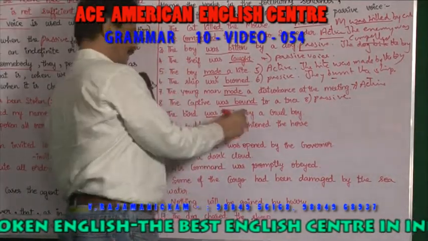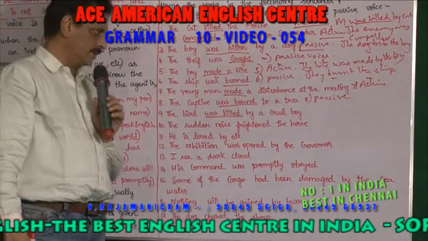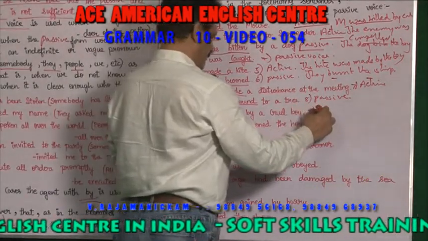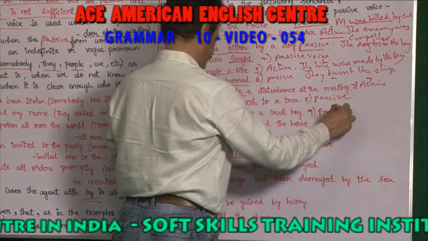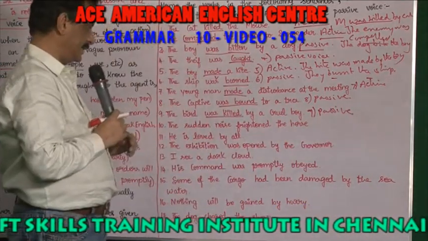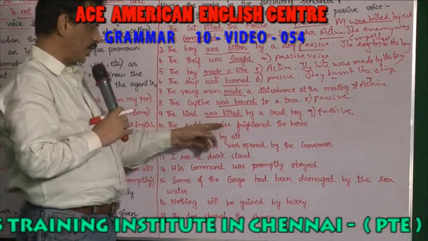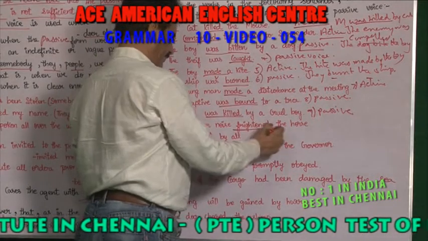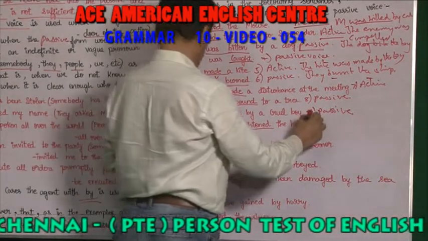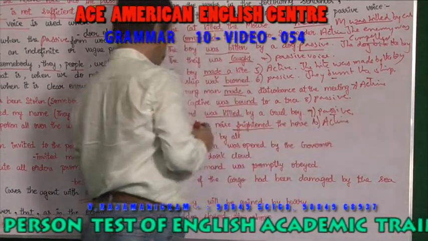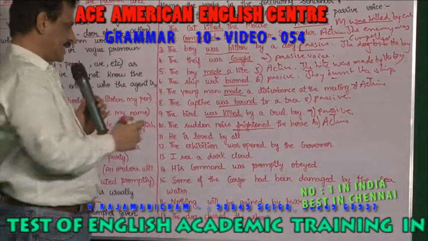The bird was killed by a cruel boy. Is it active or passive? 9th. It is passive. What is the active? A cruel boy killed the bird. The sudden noise frightened the horse. Active or passive? It is active. 10th is active. What is the passive form? The horse was frightened by a sudden noise.